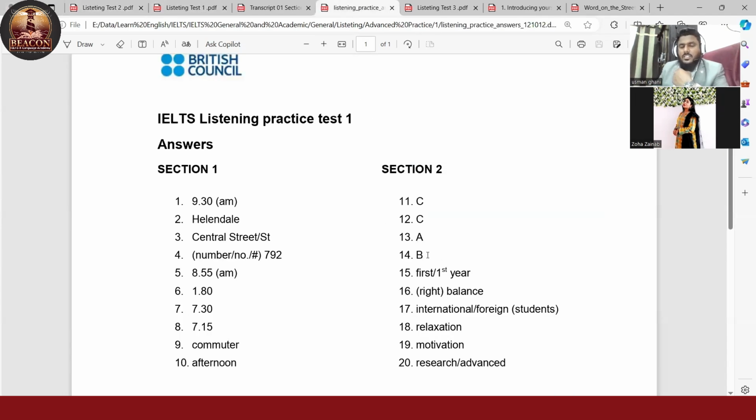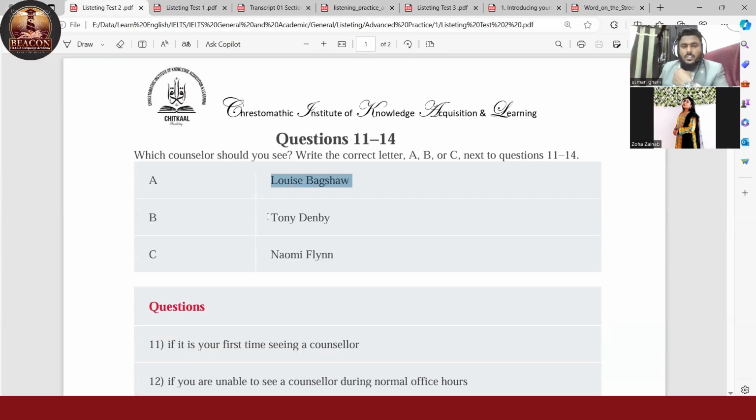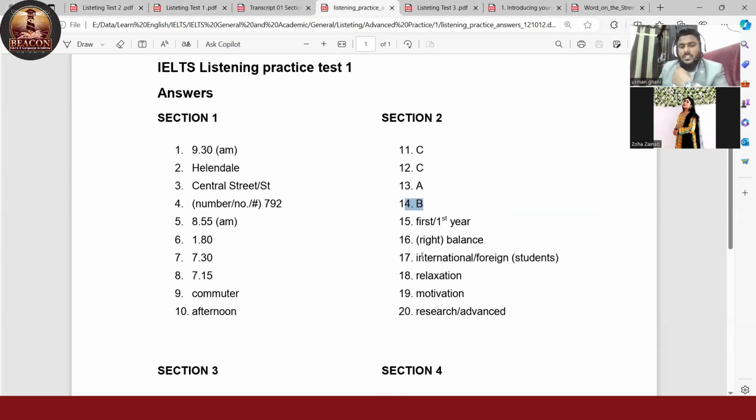Okay. 1 correct. And the last one is Tony. So you wrote actually Tony Denby. That is Tony Denby. Your answer is correct. Yes, and what about 15? I got one answer incorrect. No problem. So what about 15? Question number 15. First year. That's great. And what is 16? Balance. Right, balance or balanced, both are correct.